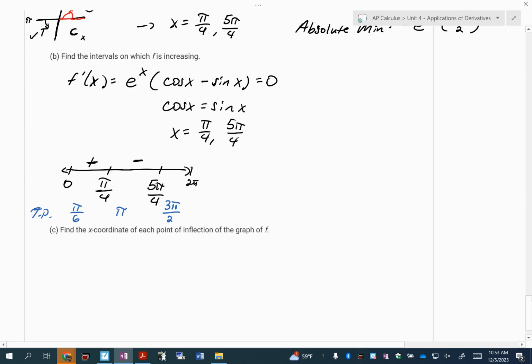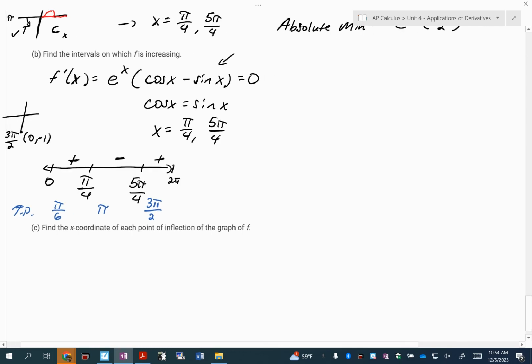And then finally, 3 pi over 2. The cosine of 3 pi over 2 is actually going to be 0. If you're imagining what I'm doing in my brain, 3 pi over 2 is down here. The ordered pair is 0, -1. So the cosine of that is 0. The sine is -1. So you have 0 minus a -1 when you plug back in here, which is going to be positive. So then this is going to be a positive sign as well.